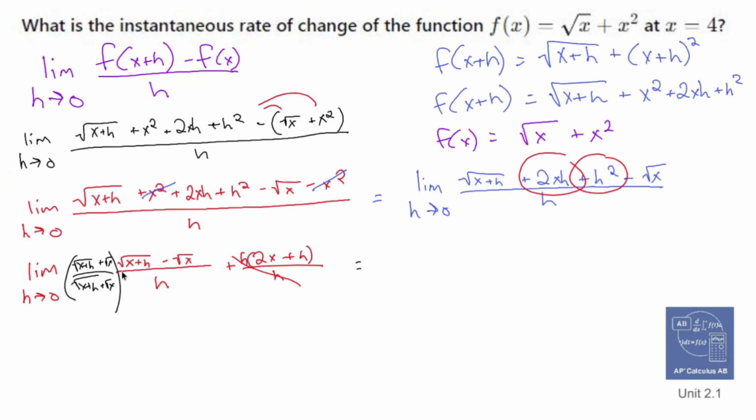Okay, so one step at a time. What that does for me after I FOIL this out is I get root x plus h times root x plus h, giving me x plus h, minus grossness plus the same grossness, so these cancel out in the middle, and then minus x. And that's all going to be over h times the square root of x plus h plus the square root of x. And then this just becomes plus 2x plus h. All of this is still being taken with the limit as h approaches 0.